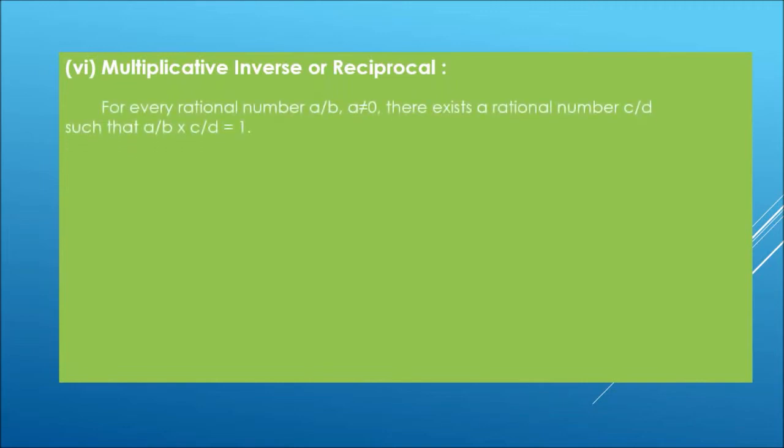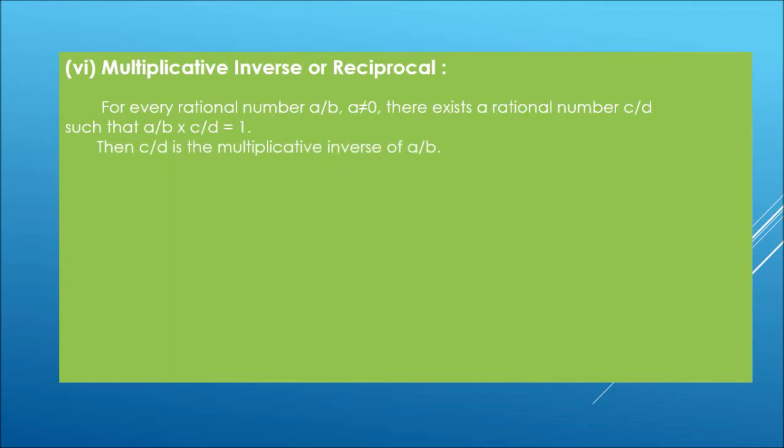Next, sixth one, multiplicative inverse or reciprocal. For every rational number a upon b, where a not equal to 0, there exists a rational number c upon d such that a upon b multiplied by c upon d equal to 1. Then c upon d is the multiplicative inverse of a upon b.